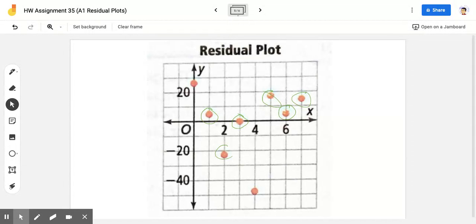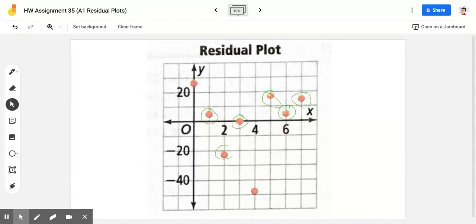Okay. So what you are going to do is I'm going to put another one up for you to do, but you are going to find the residual plot. I'm going to give you a set of data. You are going to find the predicted value using the line of best fit. And then you are going to try and make a residual plot.